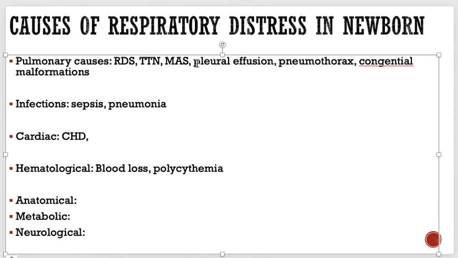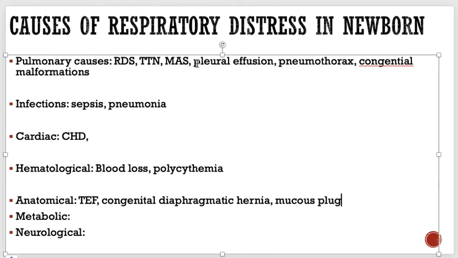The hematological causes can be either anemia or blood loss, or too many red blood cells, polycythemia, which can lead to respiratory distress in newborn. Anatomical causes are mostly congenital disorders like tracheoesophageal fistula, or just now we studied one anatomical defect, congenital diaphragmatic hernia, right? Then there can be anything causing atelectasis like a mucus plug, or any type of airway obstruction.